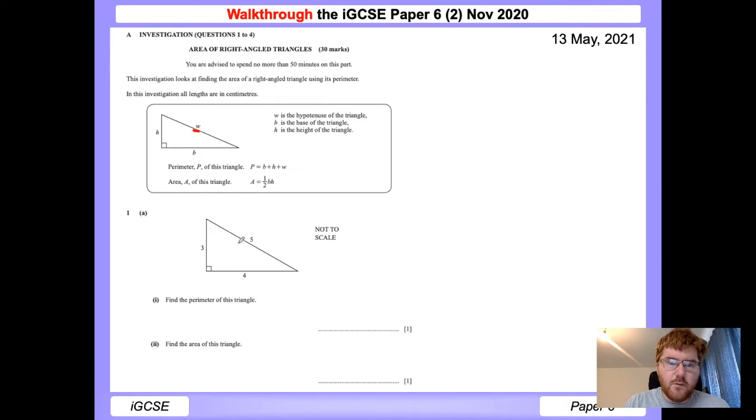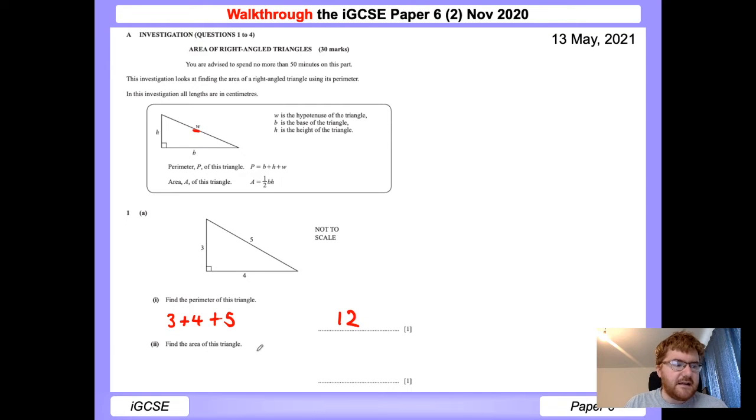So question 1a, we're given a triangle and we want to work out the perimeter. So we can just use the formula here, base plus height plus the W, the hypotenuse. So essentially we just add these three numbers together. So we just do 3 plus 4 plus 5, and that's equal to 12.